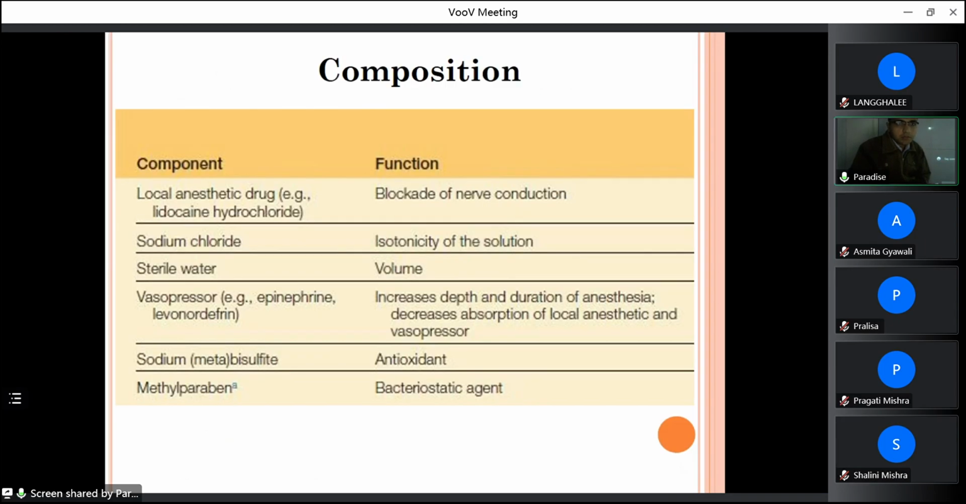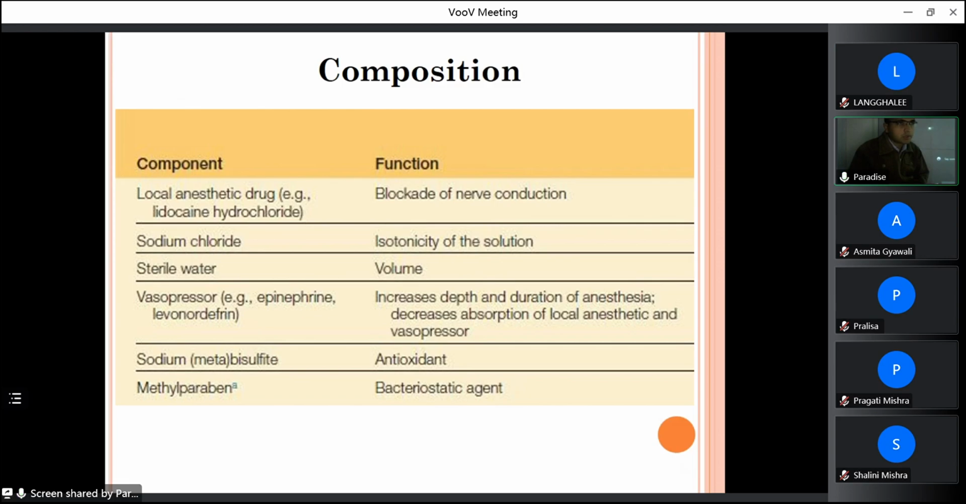If you see the composition of local anesthesia, it consists of a local anesthetic agent like lidocaine hydrochloride. Its function is to block the nerve conduction. It also consists of sodium chloride, which maintains the isotonicity of the solution. The isotonicity of the plasma and local anesthetic solution is the same. It also consists of sterile water, which maintains the volume. Also, it consists of adrenaline, a vasopressor, which increases the depth and duration of anesthesia.